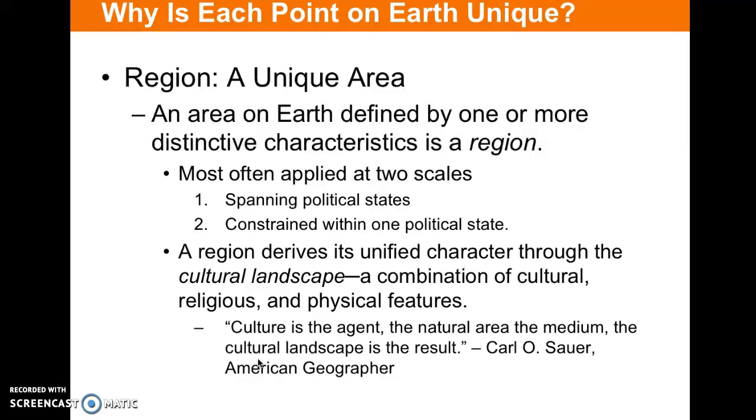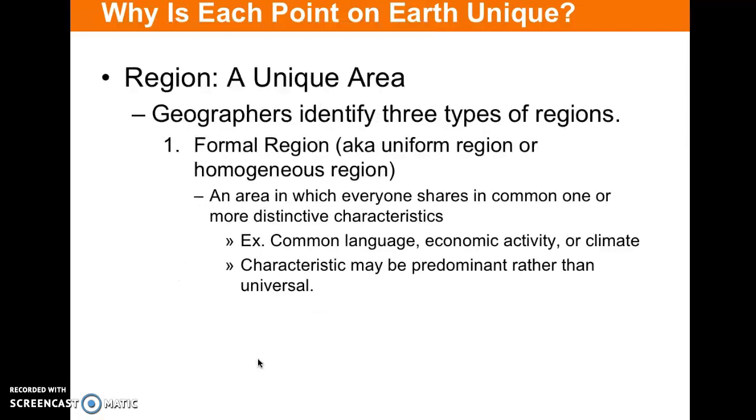In the United States, when we talk about a state, we're talking about really what's called a province in many places. But know that a political state is really like an independent country. So we can look at regions across political states or regions within one. And a region is going to get its unified character through the cultural landscape. So cultural landscape is a combination of religions and culture and physical features.